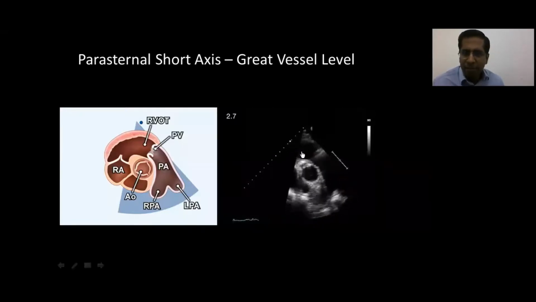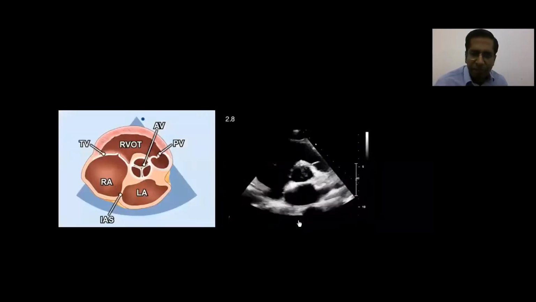However, all of them are parasternal short axis views around the same kind of orientation. So it depends on the structure that we are looking at. One image is not enough to show all the information that we need.